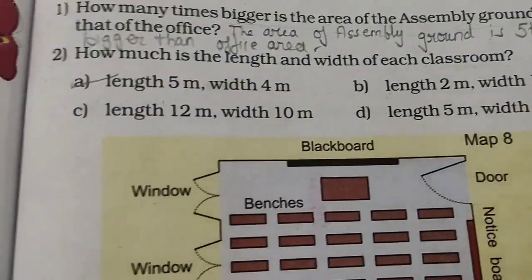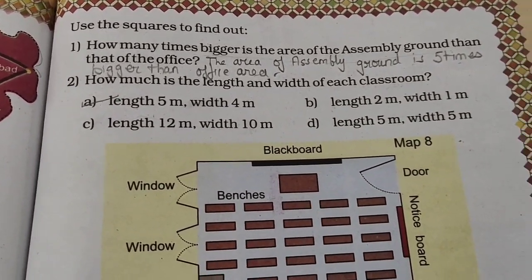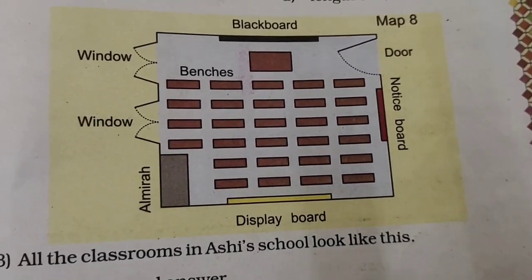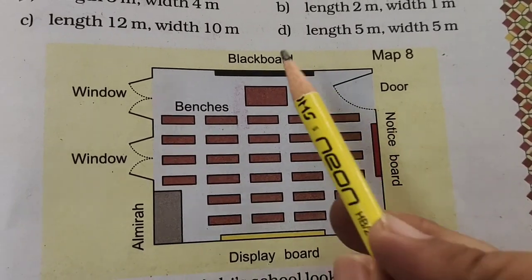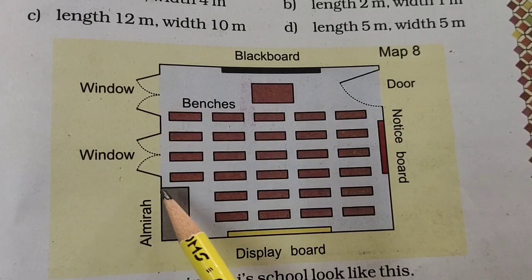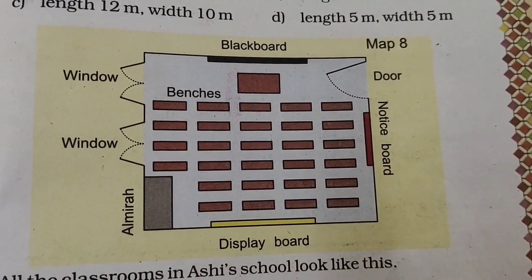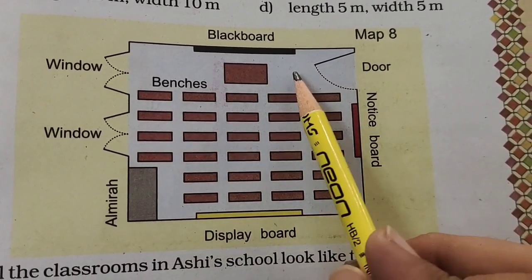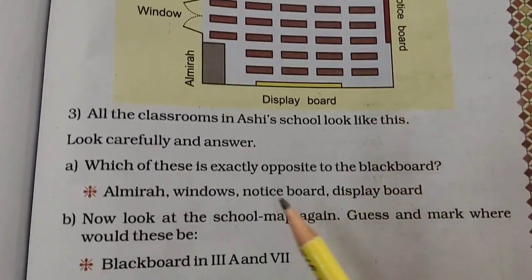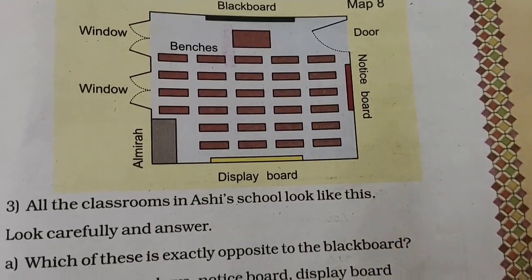Okay, now the next question. Here a map of the classroom is given. What is there in the classroom? We can see the door, the blackboard, the table, the benches, windows, almirah meaning cupboard, and the notice board here, and opposite to the blackboard the display board is here. This is the front part of the classroom and this is the back part. According to this map, all the classrooms in Ashish's school look like this. All the classes are the same.